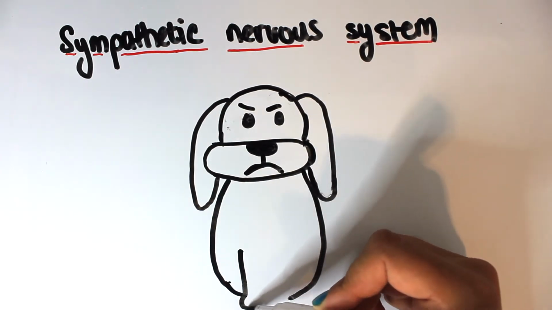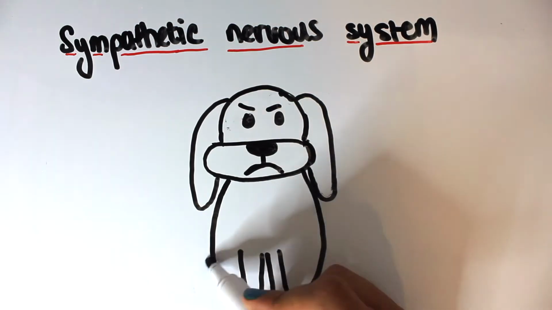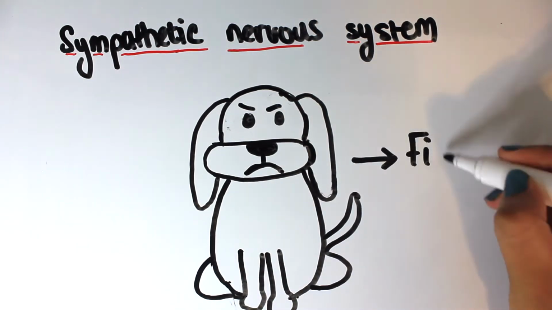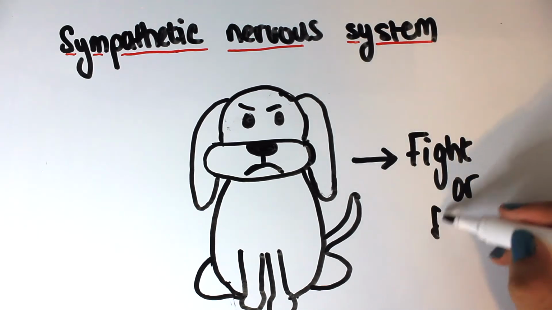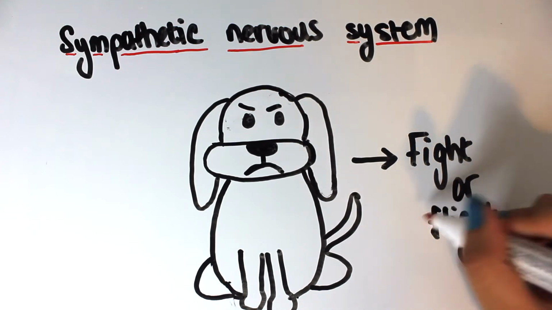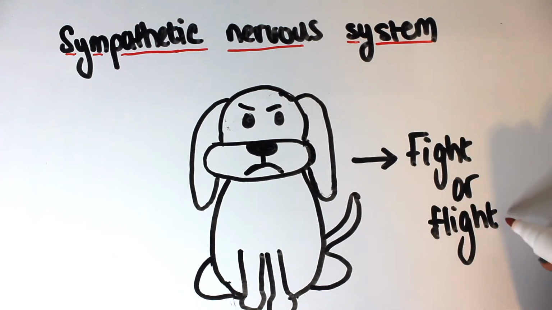So I've just drawn an angry dog here. As you can see, I changed my mind. It was quite happy at first, and then I was like, no, I'm going to make it angry because dogs are angry and they're out to eat me. Anyway, let's not get distracted. So yeah, whenever I see a dog, I run, and that's my flight response, and that's my sympathetic nervous system kicking in.